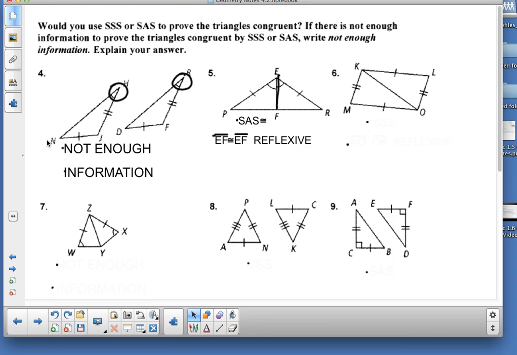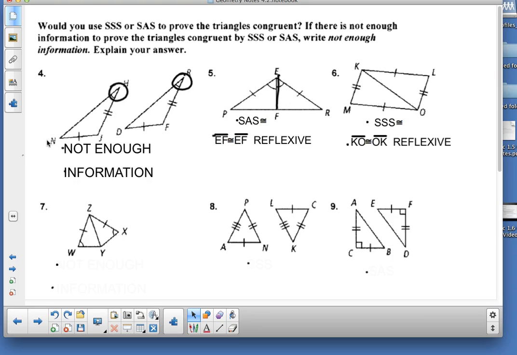I go, no, dude, really, I got EF congruent to EF because of reflexive. So because of that, I got my angle made by the two sides that are congruent in each triangle. I'm golden. It's good to go. Now in 6, because of reflexive, again, notice how I say that? I get to say that the two triangles are congruent because of reflexive by side, side, side.